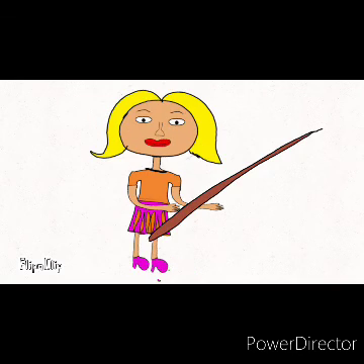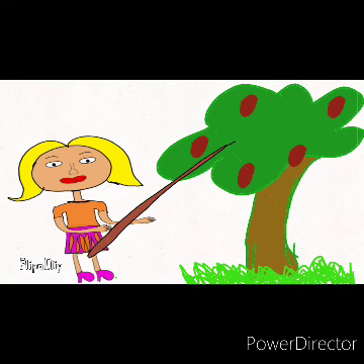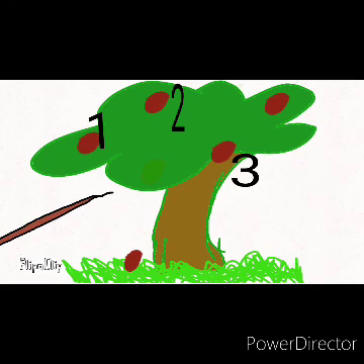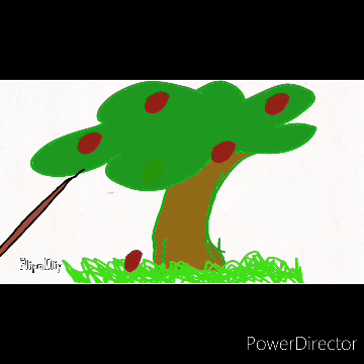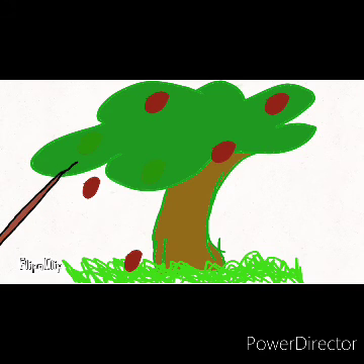Sandy wants to pick some mangoes. The tree has 1, 2, 3, 4, 5 mangoes. She picks the first one. So now there are 1, 2, 3, 4 mangoes. She picks the second one. So now there are 1, 2, 3 mangoes.